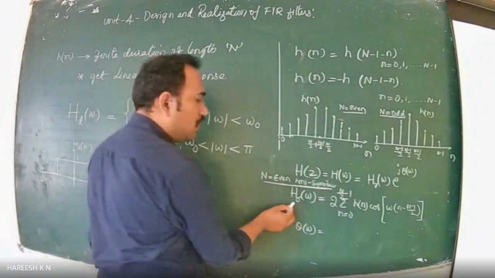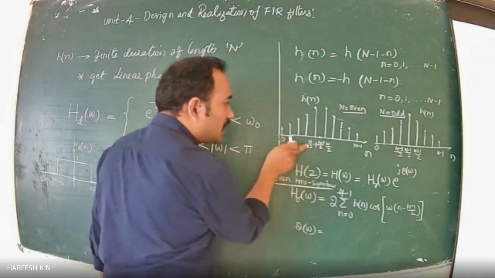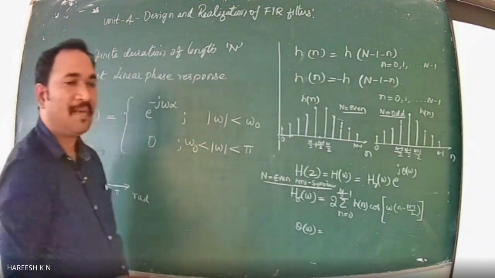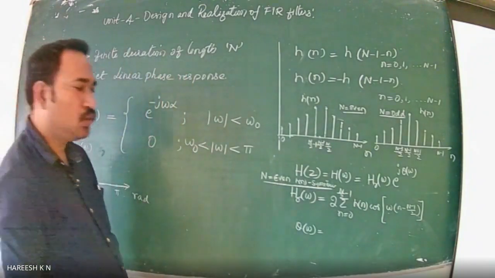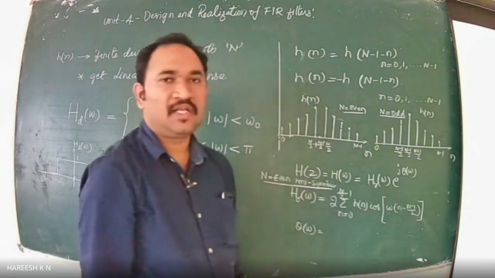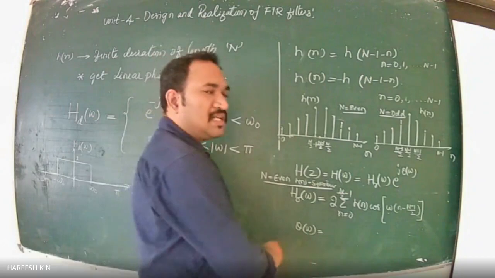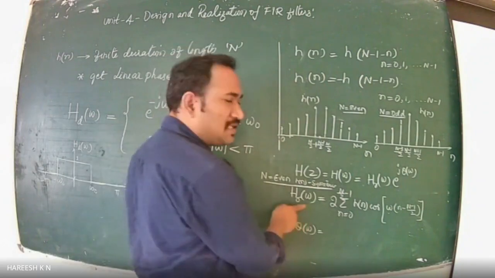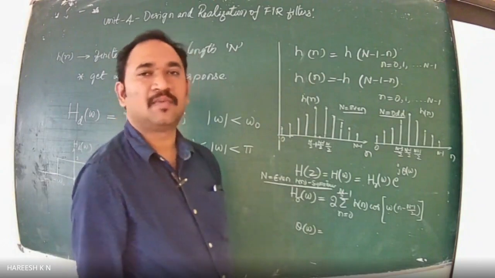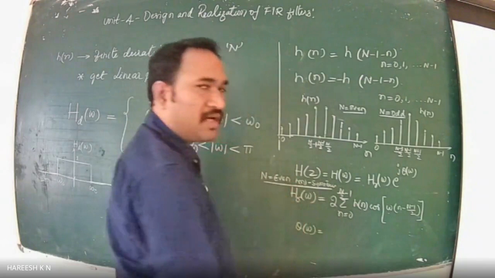h_r of ω will be equal to twice the summation n varying from 0 to n by 2 minus 1 of h of n into cos of ω into (n minus (N minus 1) divided by 2). We have a derivation for this particular expression. It is very tedious and it is not required for you. The only thing required is to remember these expressions correspondingly, whether h of n is symmetric or antisymmetric. Even in symmetric, there are two types, for n even and odd. We are writing even.